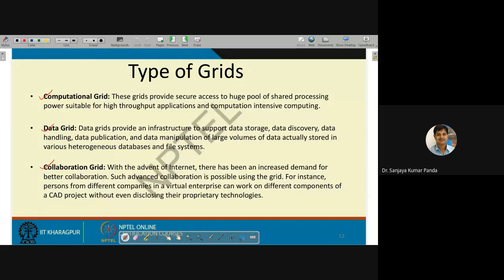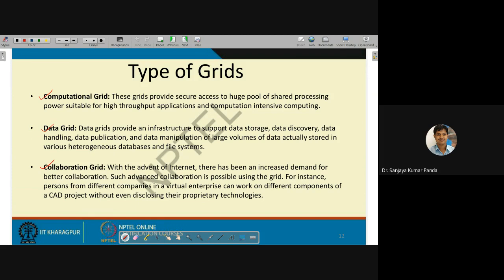And especially the computational grid is used for high throughput applications. I already mentioned to you high performance and high throughput applications. CPU can be used for high performance applications, and GPU can also be used. But the vision of cloud computing is to go for high throughput applications in which you can use GPUs. The GPU is more powerful than the CPU, and it suits computation intensive computing. Right? That is the main goal behind the computational grid: how faster we can execute a particular work.